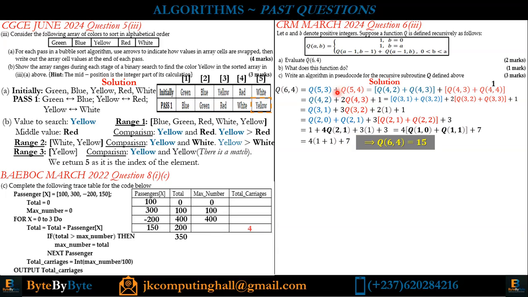So now the B part is saying, what does this function do? So dear students, can you tell me what this function is doing?